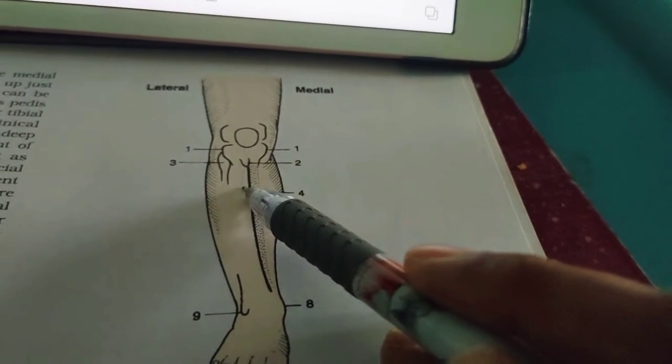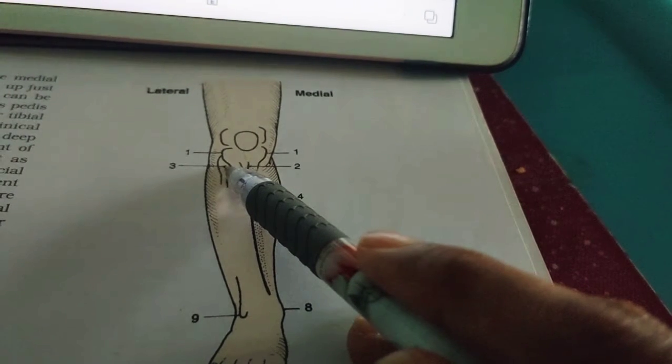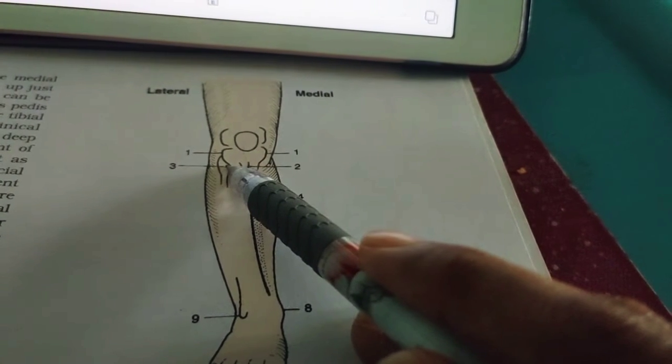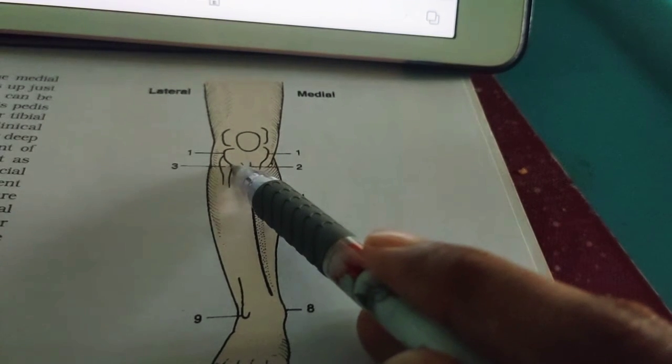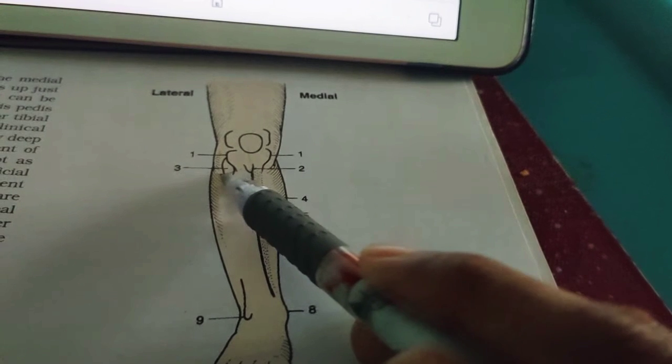Next, coming to the head of the fibula. The head of the fibula lies posterolaterally at the level of the tibial tuberosity. It serves as a guide to the common peroneal nerve, which winds around the posterolateral aspect of the neck of the fibula.